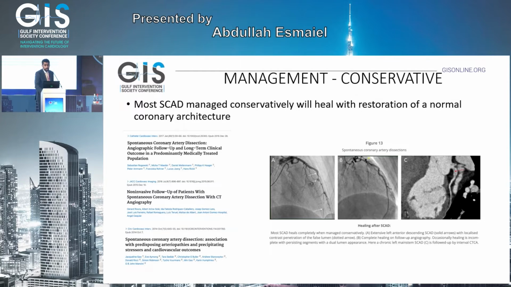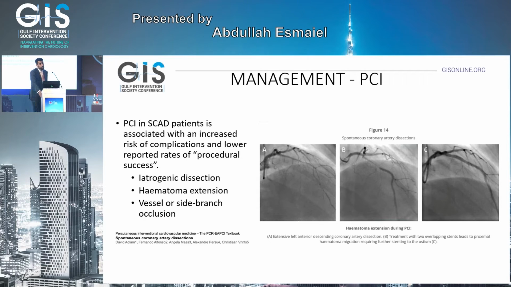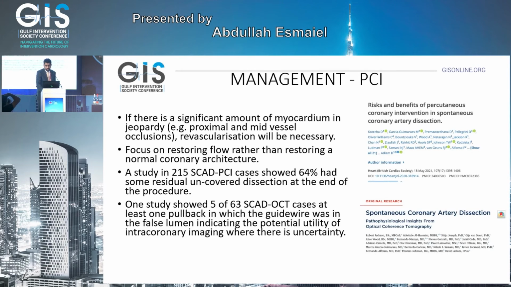just treat it medically. But what if the patient is in shock, if the left main is dissected, if there is large territory affected, then in this case, we have to do an intervention. We have to revascularize, and the revascularization options that we have are PCI and CABG. So let's start with PCI.